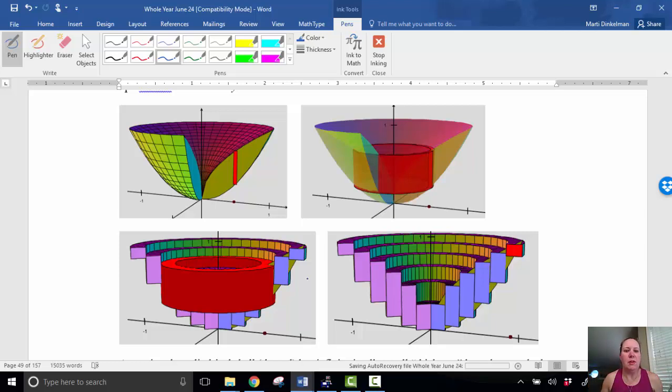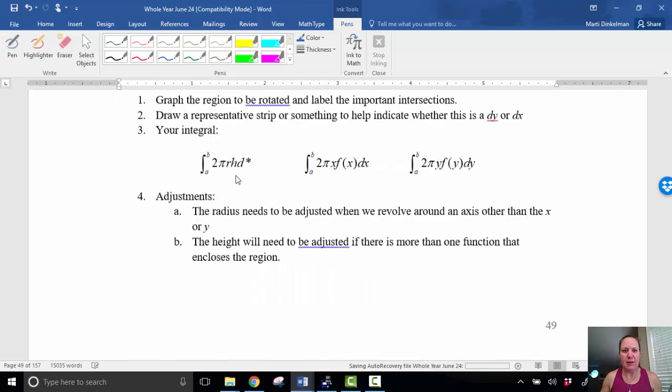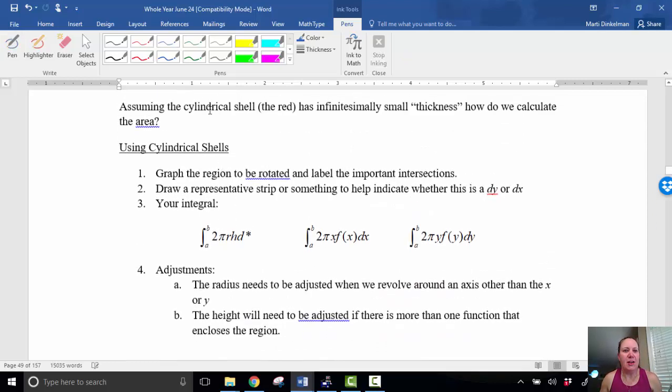So in our formula here, if I scroll down a little bit, here it is. You can see in our formula that we have the 2 pi r, that's really the circumference, and then we have the height in there as well.